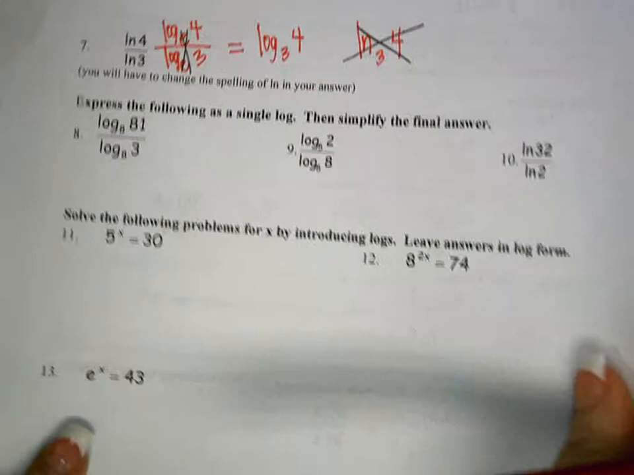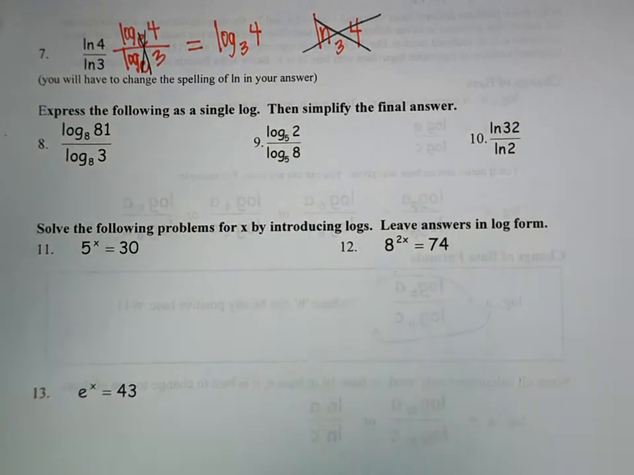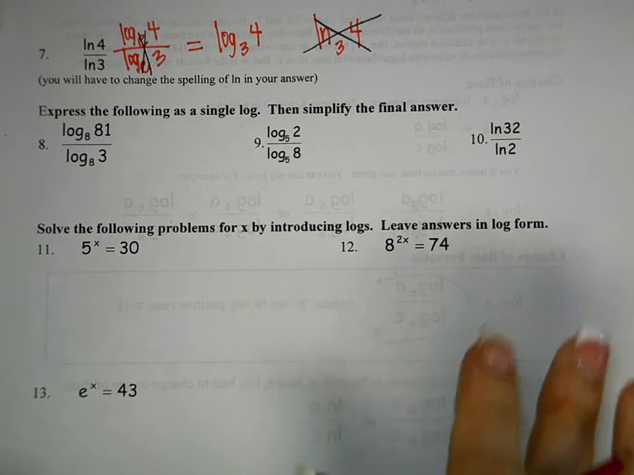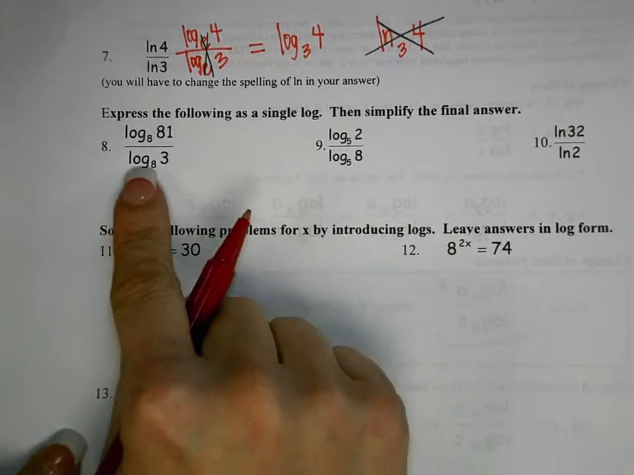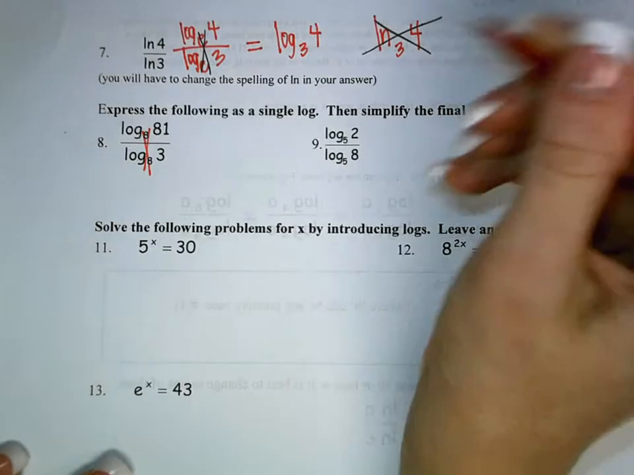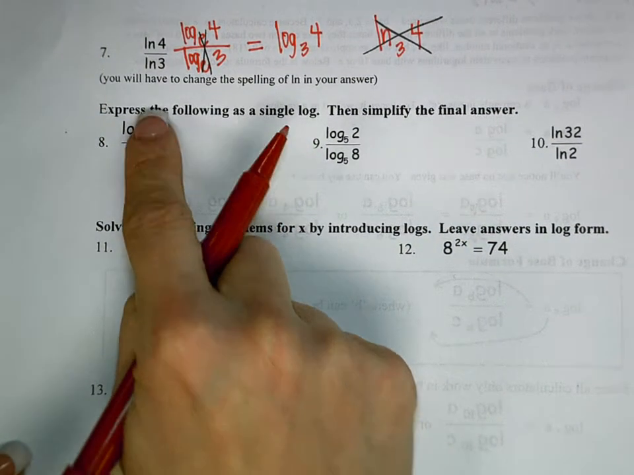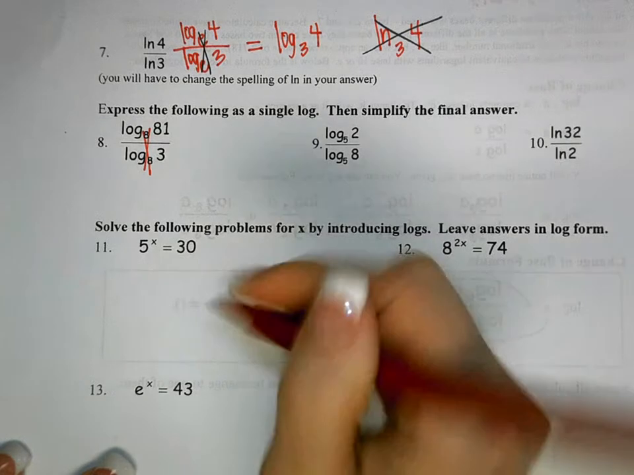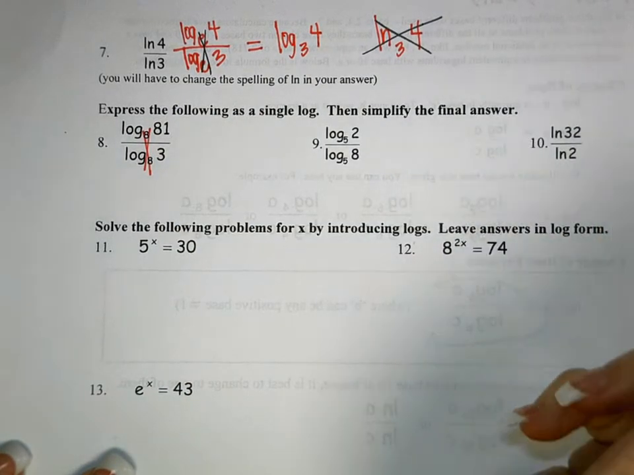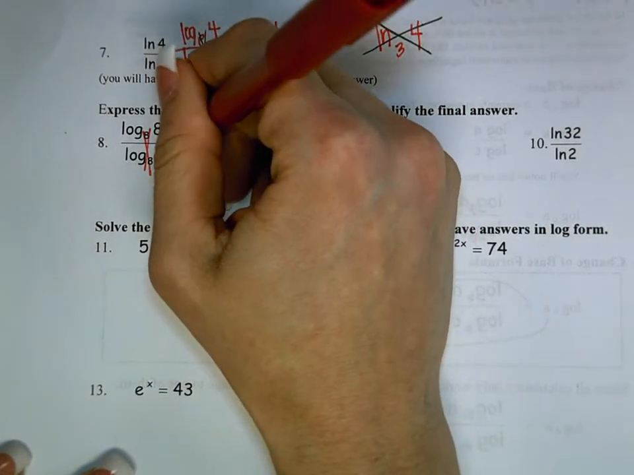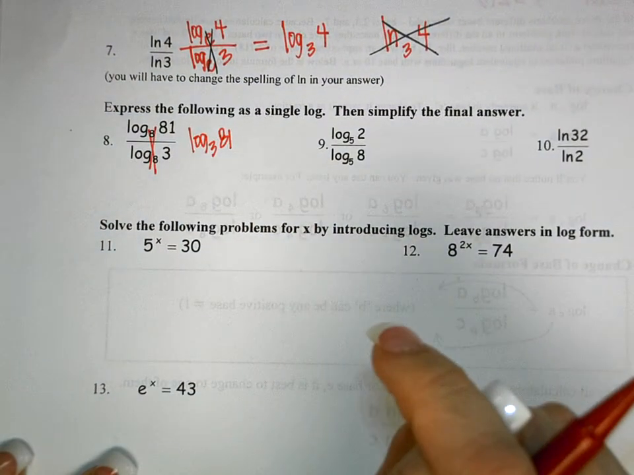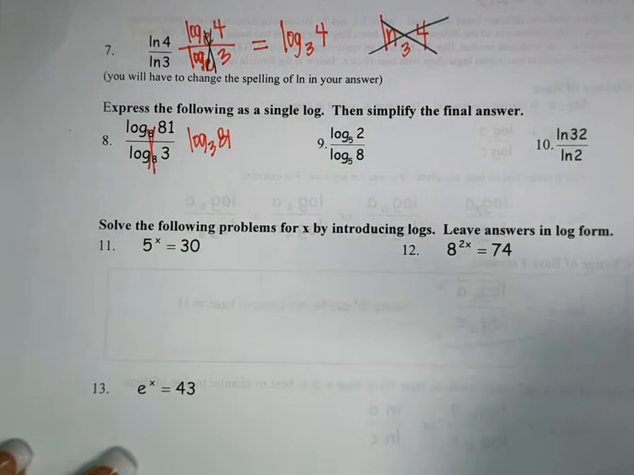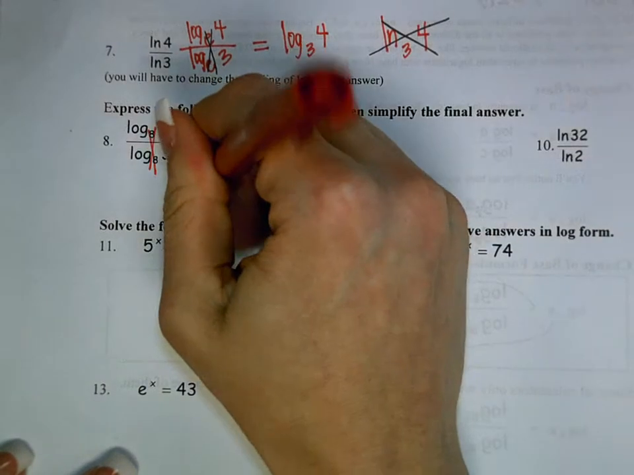Now, for numbers 8, 9, and 10, I want you to actually write these as a single log and then simplify. Okay, so write these as a single log and then simplify them. So for something like number 8, the 8 part goes away. By the way, they have to be exactly the same to use change of base. You can't have like a 2 and a 5. That doesn't work. So this would be written as log base 3 of 81. This is actually able to be simplified. What is the exponent on 3 that makes 81? 4. So your actual answer here is 4.